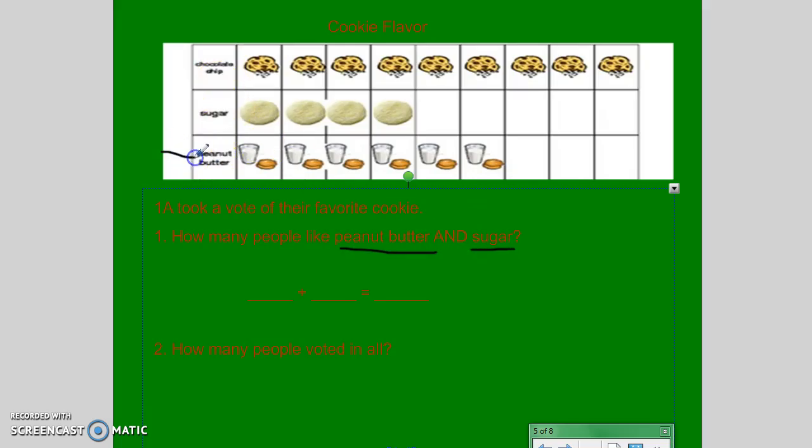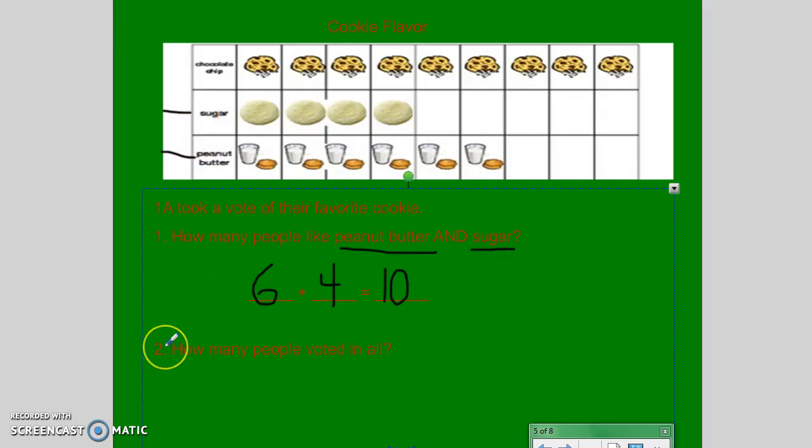Here are my peanut butter cookies. Here are my sugar cookies. I have 1, 2, 3, 4, 5, 6 people that chose peanut butter and 4 people that chose sugar. I know 6 plus 4. I'm going to put those two numbers together to make 10. 10 people voted for peanut butter and sugar.